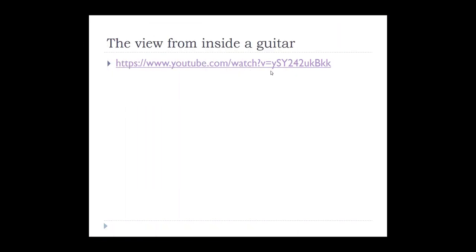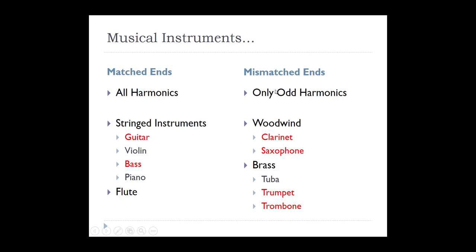And for that, we are going to first review so that we have a good understanding of what we're doing. So remember, guitars and all stringed instruments behave like they have matched ends, and therefore they should have all the harmonics. Flute also behaves like it has matched ends and therefore would have all of the harmonics. On the other hand, woodwinds and brass instruments are open-closed, so they're mismatched. So we would expect them to have only the odd harmonics if what we did in the last unit holds true.